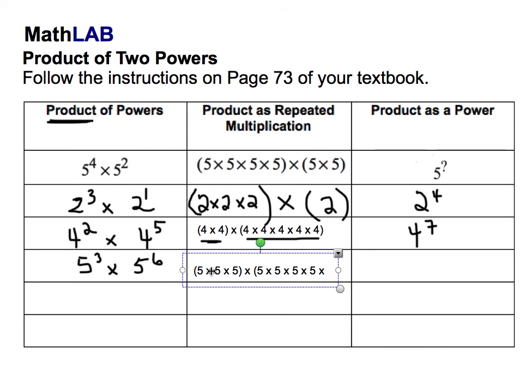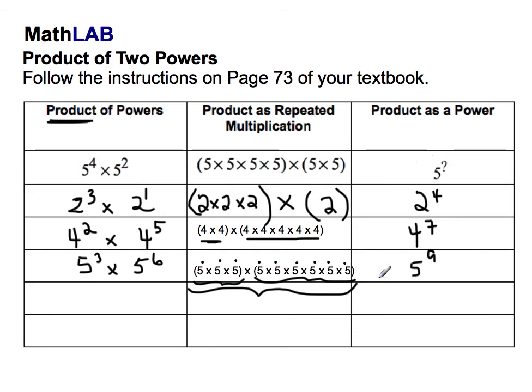One more time. I'm going to close that bracket just so that you can see the powers. Okay, so this right here is 5 to the power of 3. This right here is 5 to the power of 6. So if I want to write this whole thing as a power, I'm going to write it as 5 to the power of 9, because there's 9 here. 1, 2, 3, 4, 5, 6, 7, 8, 9.